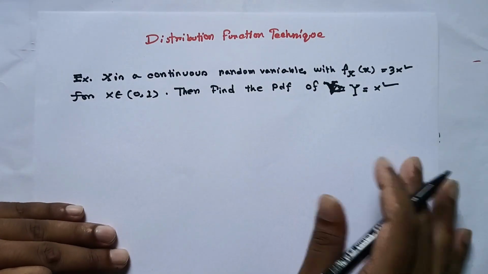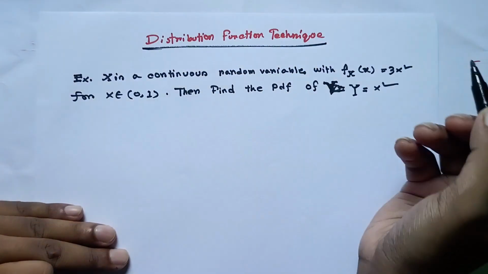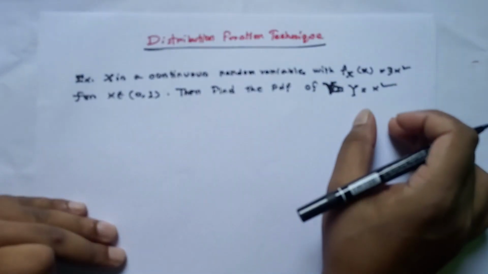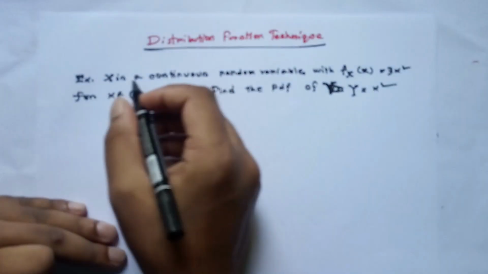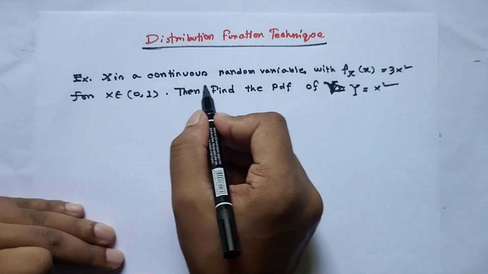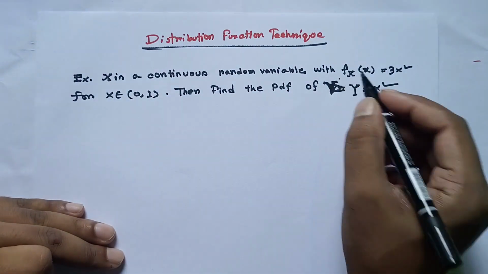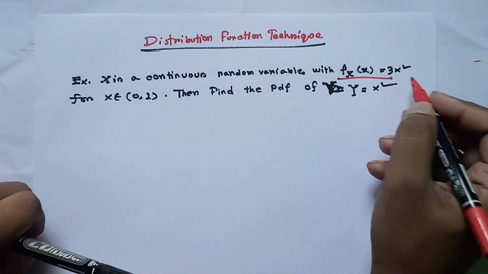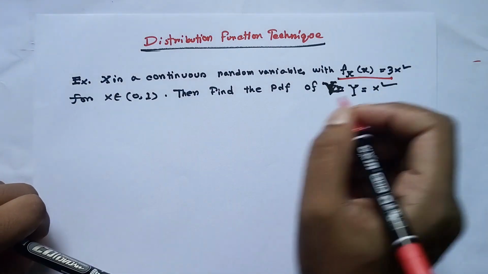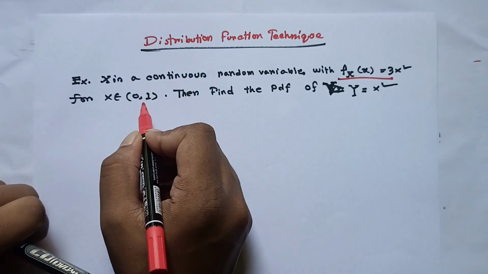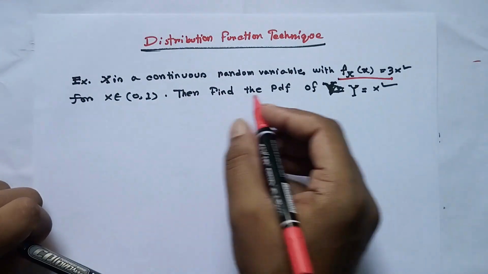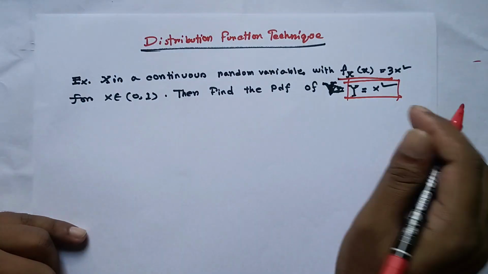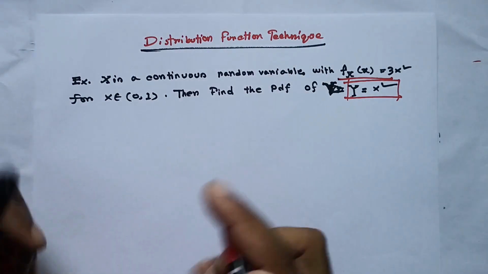Hello everyone. Today we will learn the distribution function technique, and using that technique we will solve a mathematical problem. Here, X is a continuous random variable with the PDF f of x equal to 3x squared for x from 0 to 1, and then find the PDF of Y equal to X squared. Okay.